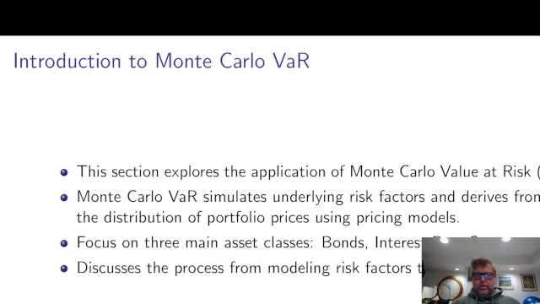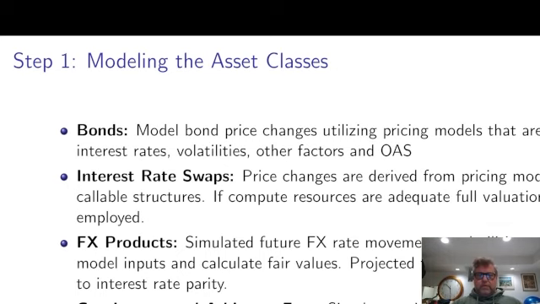So first, let's talk about modeling of the actual asset classes. So for a bond, we need to model the bond prices, and we need pricing models. Pricing models are based on interest rates, volatilities. There are many other factors. It really depends on how you model, for example, credit assumptions or inflation assumptions. And then there's the concept of OAS, option adjusted spread. This is the spread on the zero curve to make your model match the actual liquid market price.